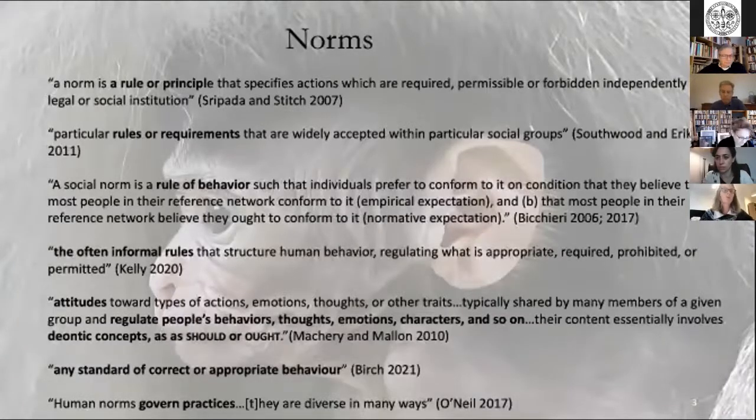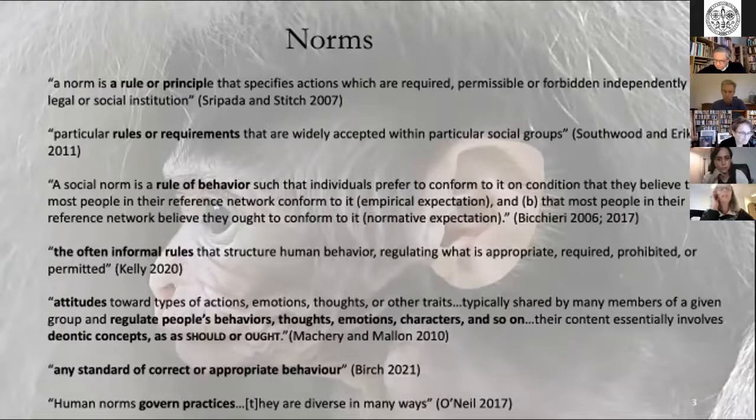have social norms. So in one of the classic papers on the structure of norm cognition in humans, Sripada and Stich write that a norm is a rule or principle that specifies actions which are required, permissible, or forbidden independently of any legal or social institution. And this focus on rules you also see in Southwood and Eriksson's work on social norms, that there are particular rules or requirements that are widely accepted within particular social groups.